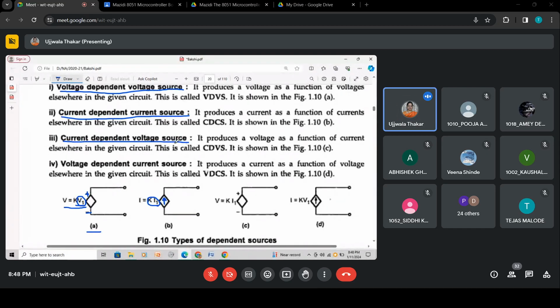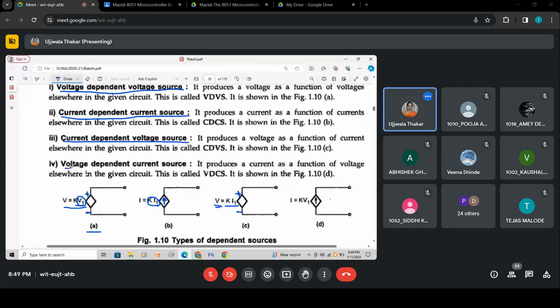the current dependent voltage source. Now you should tell me: it is a voltage source, so you have to show the polarity. You have a voltage source, and it is dependent upon the current. So this is K into I. It is a voltage source, a different source, no doubt about it. That's why it is shown with polarity, but it is dependent upon the current. So it is K into I.